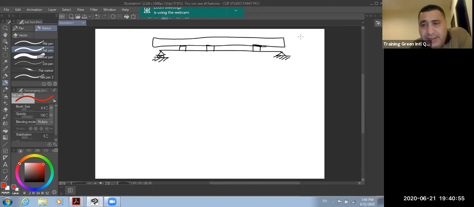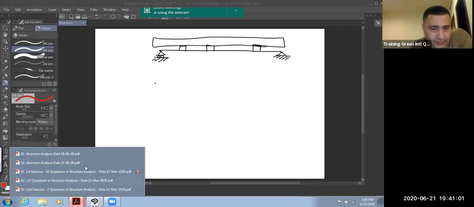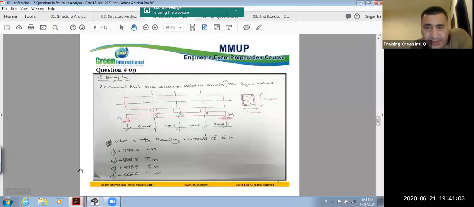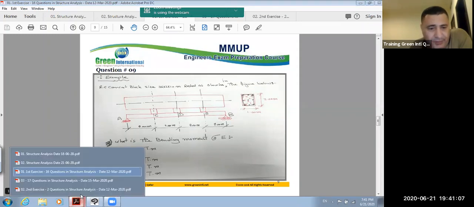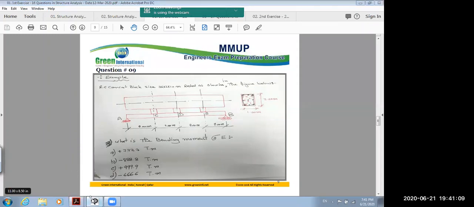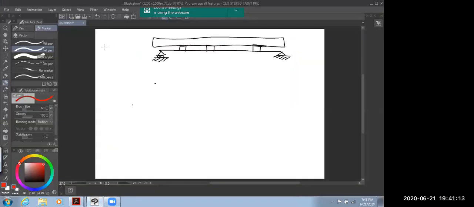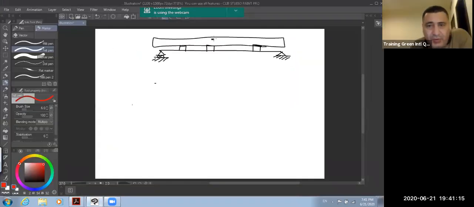Exactly. The section is 2 by 1. Let's see the section. Section is 2 meter multiply 1 meter. What is the weight here? W will be in the middle here. W is equal to 2 multiply 1 multiply 36 multiply 2.4.